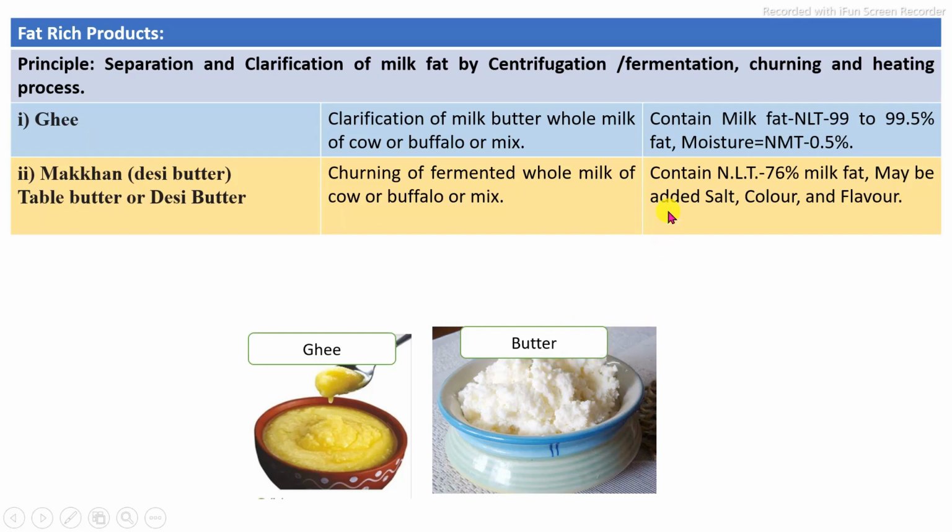As per the specifications, butter must contain not less than 76% milk fat and may be added with salt, color, and flavoring substances. Then, after the preparation of desi butter, its moisture is reduced by continuous boiling, and we get the ghee, which is the clarification of the butter from whole cow, buffalo, or mixed milk. The minimum requirement as per the specifications is fat not less than 99 to 99.5% and moisture not more than 0.5%.